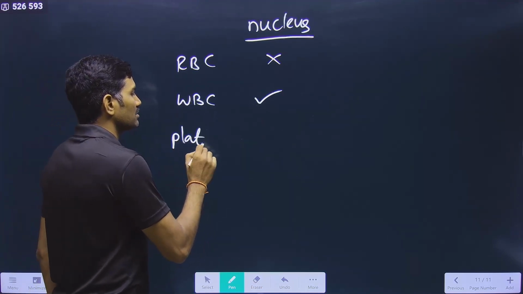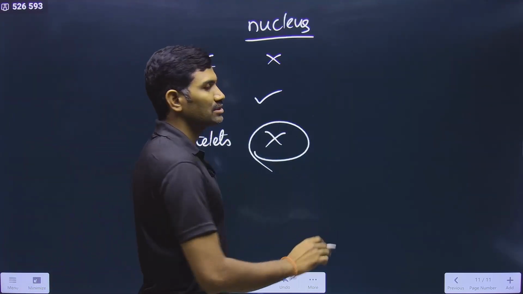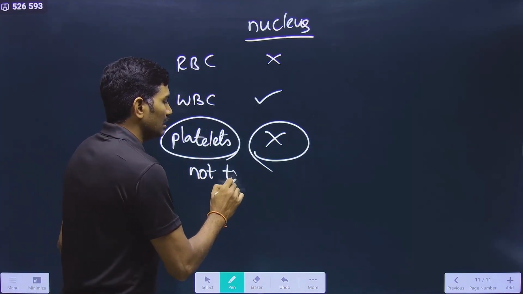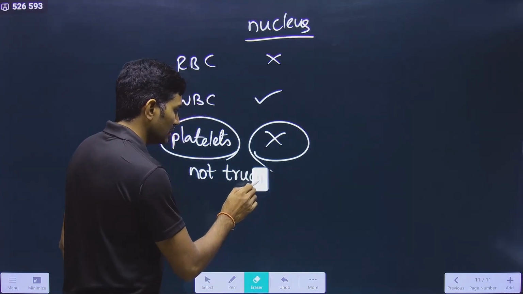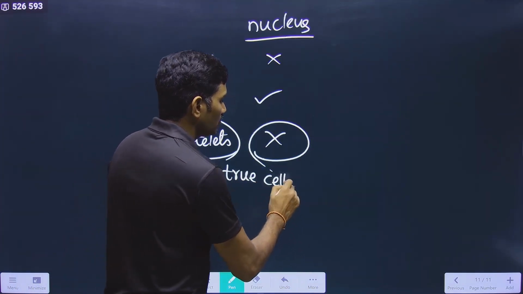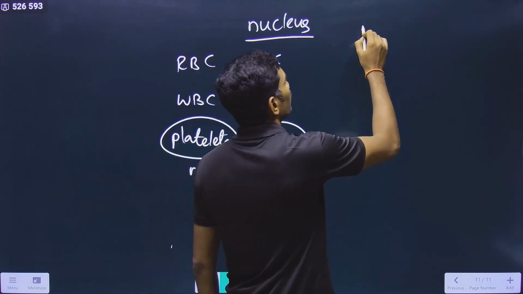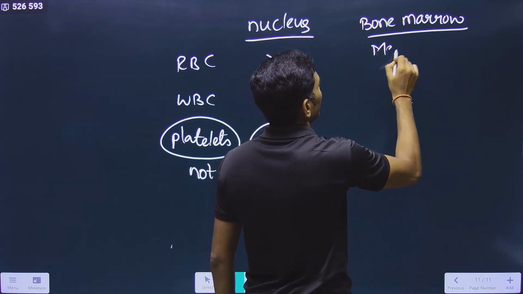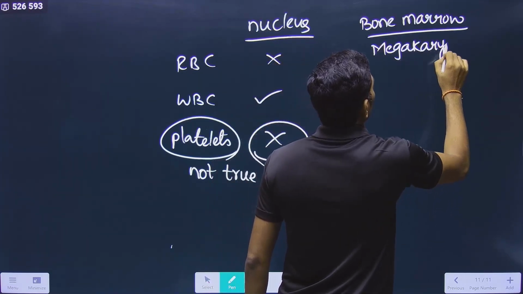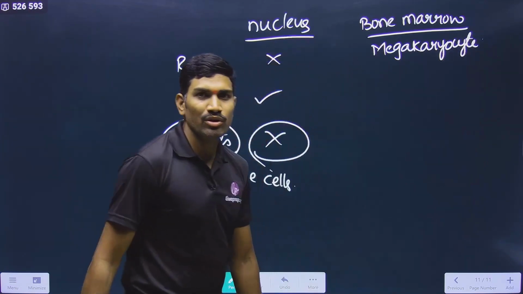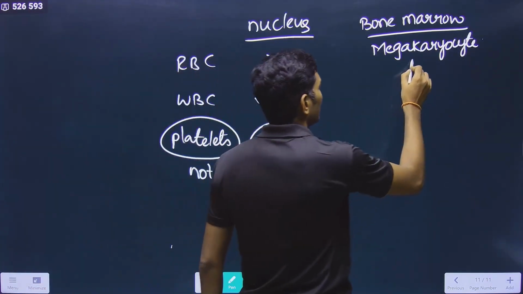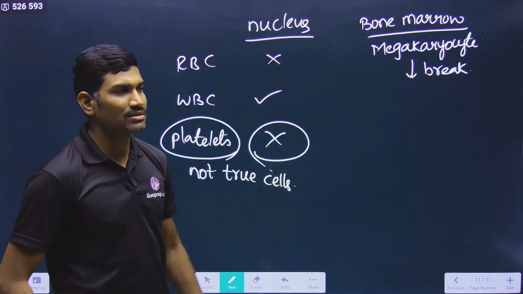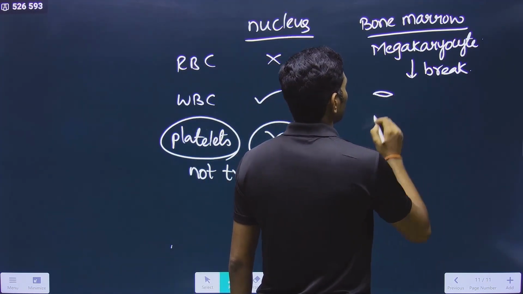But what about the platelets? Platelets do not contain the nucleus because actually they are not true cells. Even though you say that they are cells, actually they are not true cells. Why do you say like this? Because within the bone marrow, there is a cell called megakaryocyte cell. Please observe carefully. This megakaryocyte cell will break into so many small fragments, forming small disc-like structures.